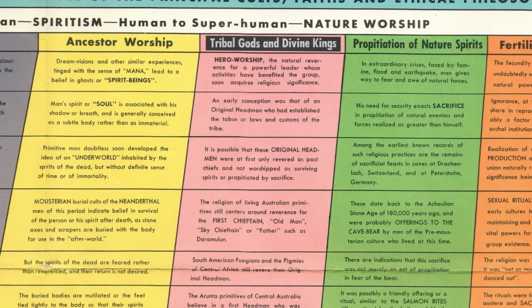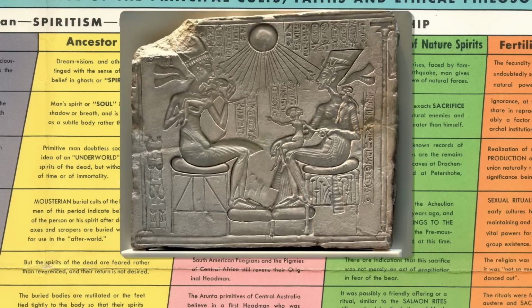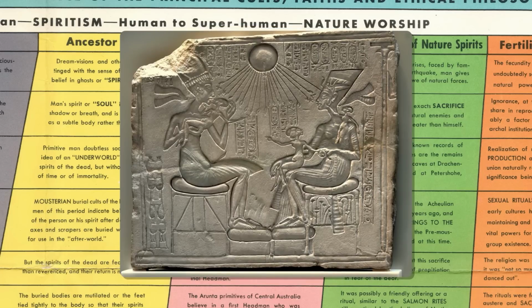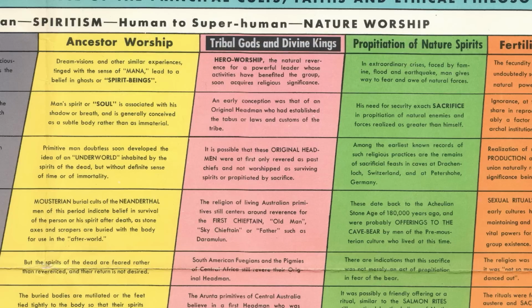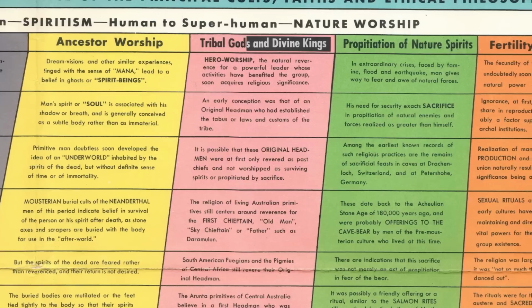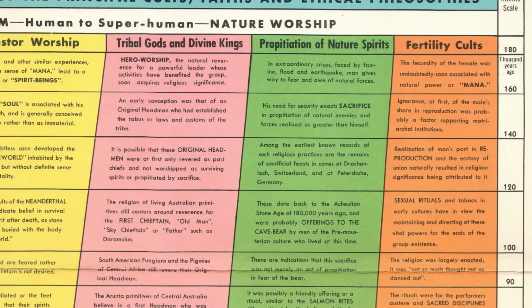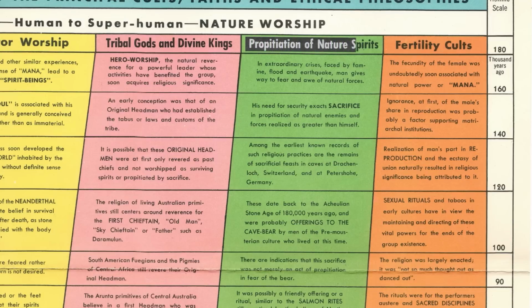This one I don't think deserves to be placed back this far on the chart. The idea of divine kings really didn't evolve until after agriculture and permanent settlements, which was around 12,000 years ago. That's when human society started to become divided into different classes. So I'm going to skip this one for now. Which brings us to nature worship, or as it says here, propitiation of nature spirits. Propitiation simply meaning trying to win favor.